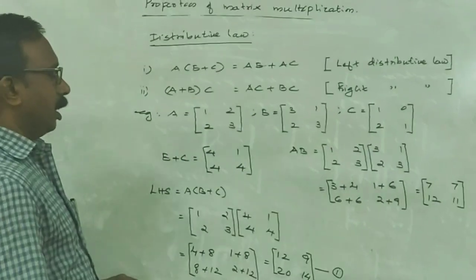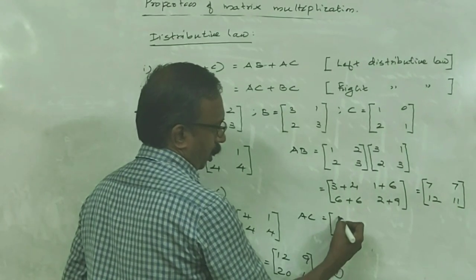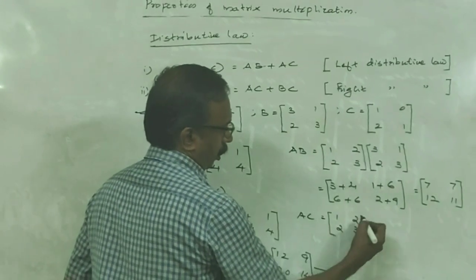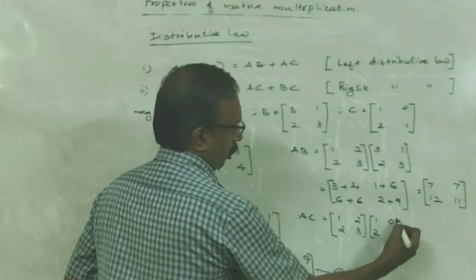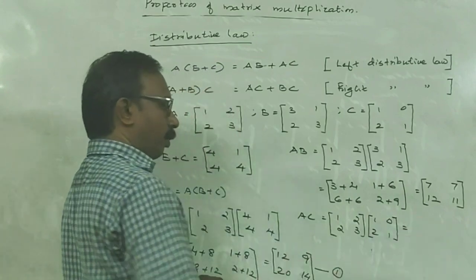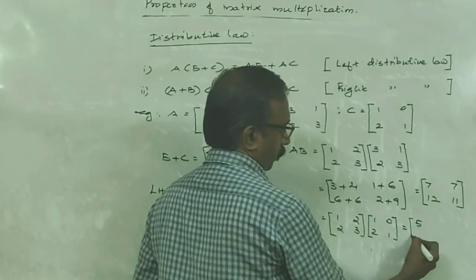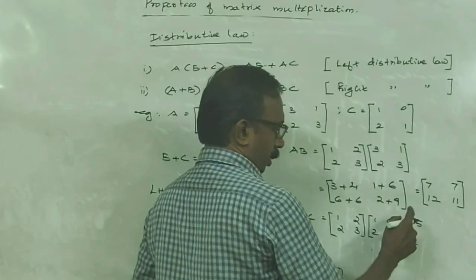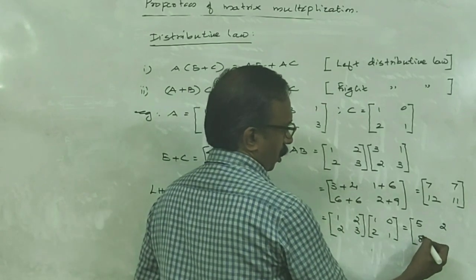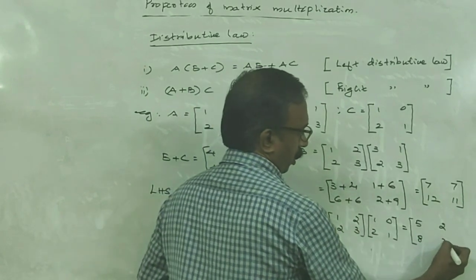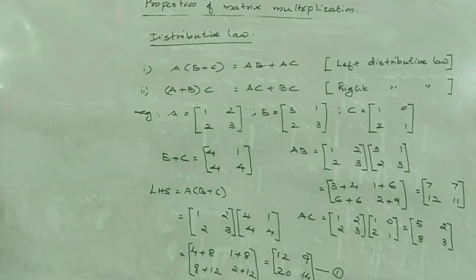Similarly, find AC. AC is A, which is [1, 2; 2, 3], into the same matrix C, which is [1, 0; 2, 1]. Finding the product of these two: 1 plus 4 is 5. Then 0 plus 2 is 2. Then 2 plus 6 is 8. Then 0 plus 3 is 3. This is AC.